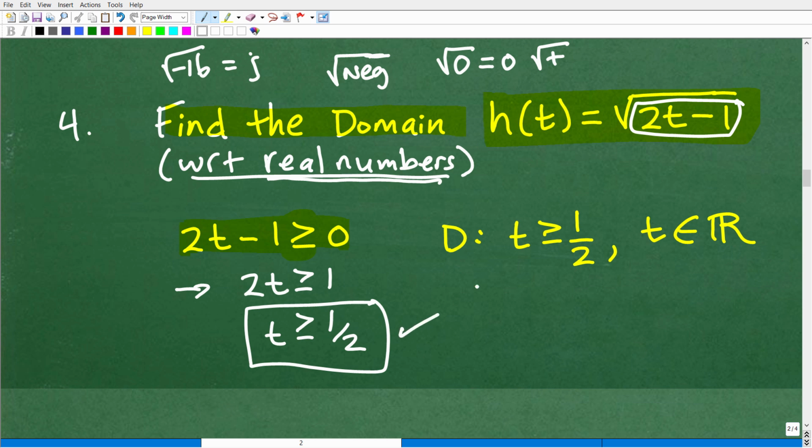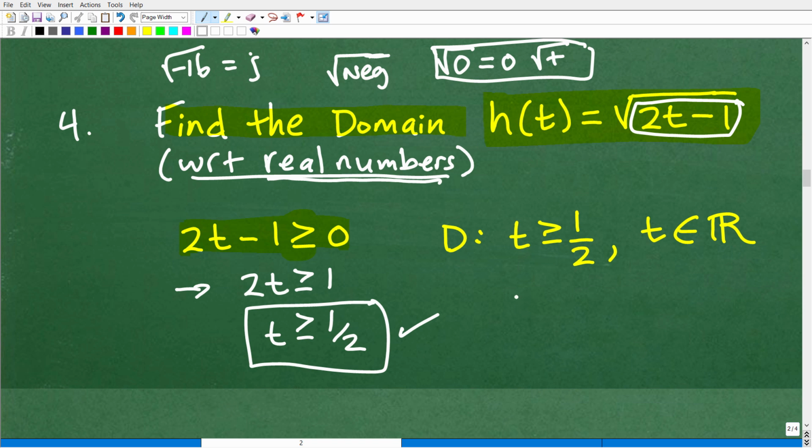So this is basically the values of t that will satisfy these conditions. So this is the domain. Technically, there are a lot of different ways you can express this. You could write it this way: the domain is all t such that t is greater than or equal to 1/2, where t is an element of the real number system. You can also use interval notation.